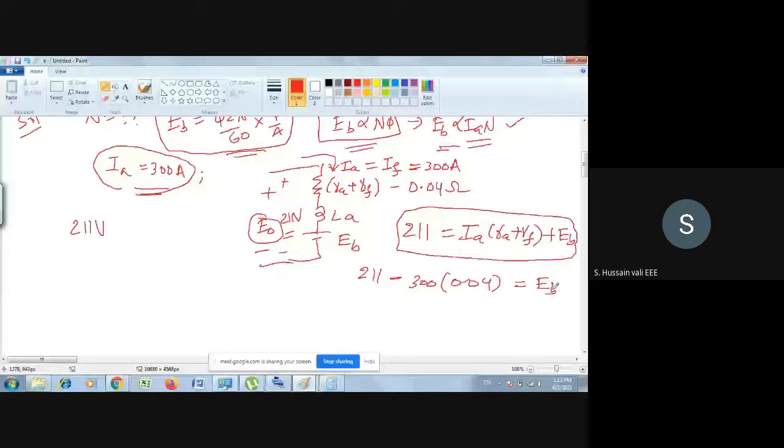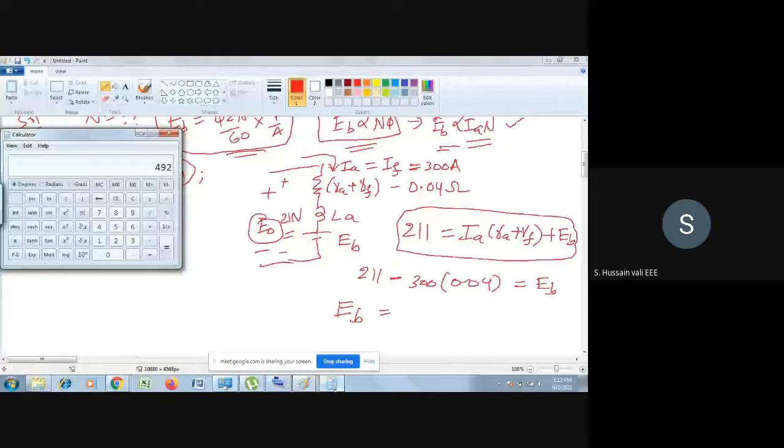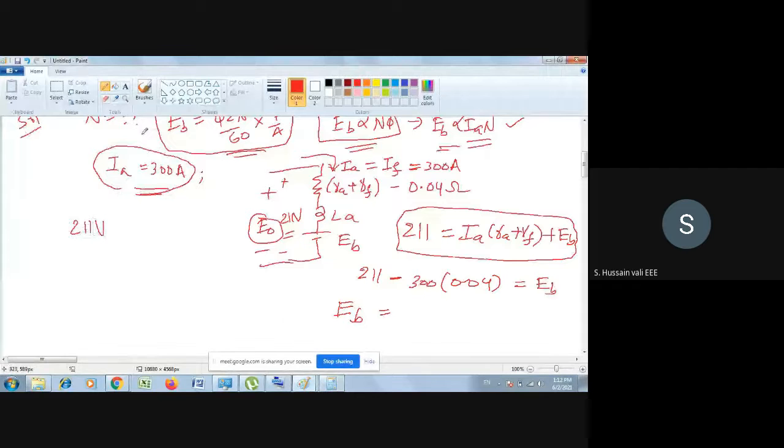How much EB is there in this case? 300 into 0.04 is 12 volts. So 211 minus 12 is 199 volts. I will write 199 volts. So we got this answer, EB in this case. Okay, then what's next?